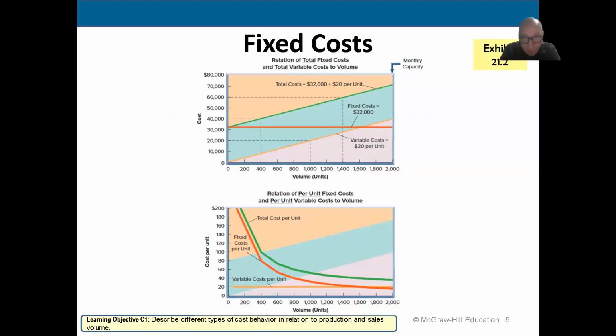Okay? It's important to understand that relationship for fixed costs. So also looking at the top part of the slide, we see our fixed costs do not change regardless of the level of output. If we take that fixed cost and we divide that by the number of units produced, we could get a fixed cost per unit. Yeah, and we see that relationship there at the bottom.